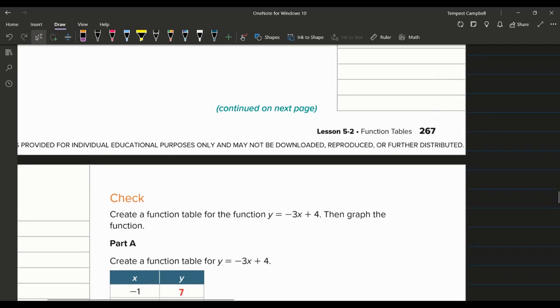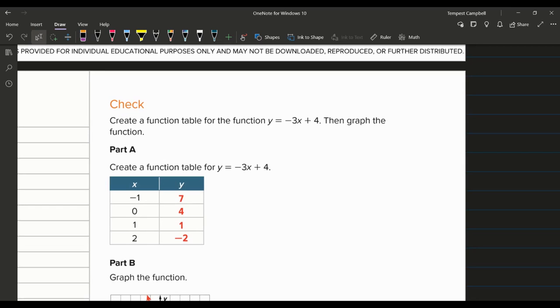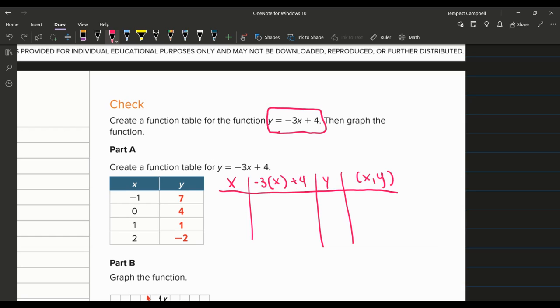Now that you've tried the check, we're going to create a function table for the function y equals negative 3x plus 4. You should have written down x. We should have had the equation negative 3 times x plus 4. We have our output y, and then you should have your ordered pairs x, y. Even though they don't give that to us directly, we need to understand that we're going to have our input x, our function, our output y, and then our ordered pair x, y. Like I said, sometimes you want to start with a negative number. So we had negative 1, 0, 1, 2.